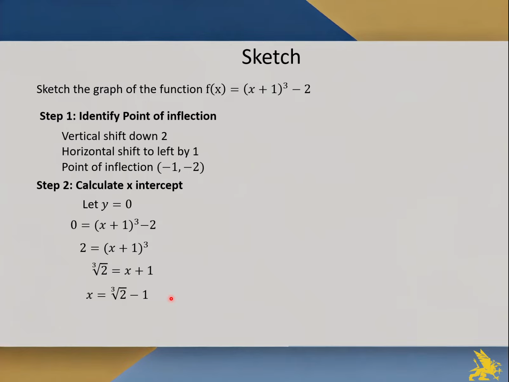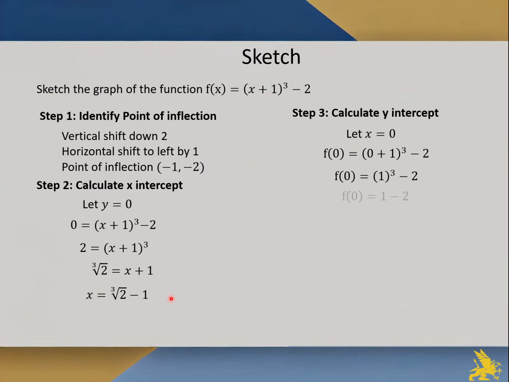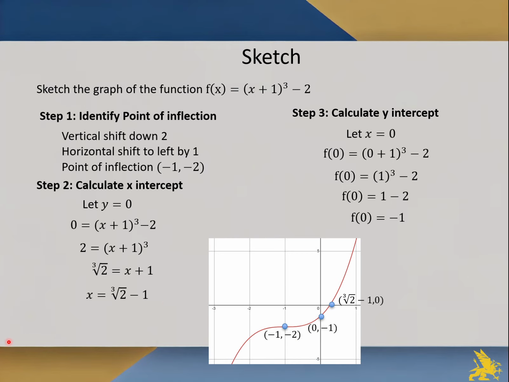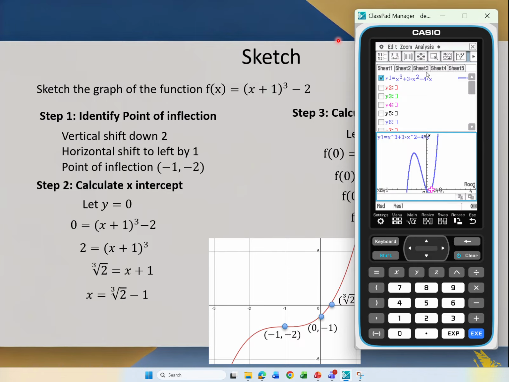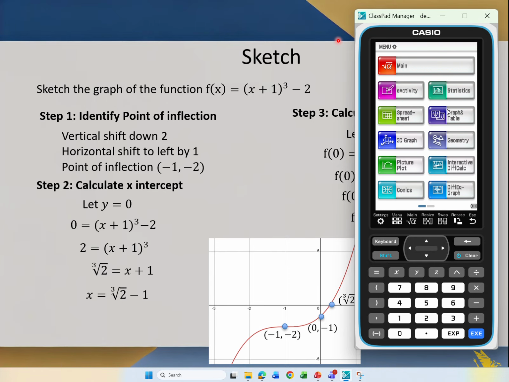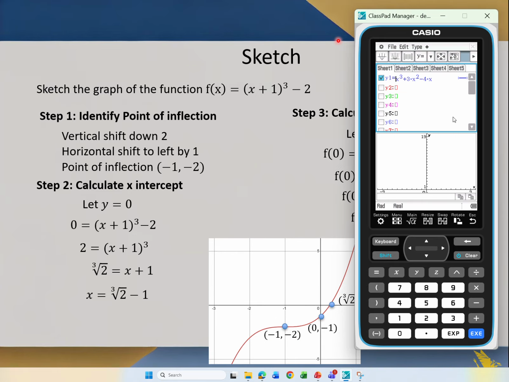The next step is we need to calculate our y-intercept. So again, we're going to make x equals 0. So 0 plus 1 is 1, 1 cubed is 1, 1 take away 2 is -1. And now I'm able to graph this. On the class pad, I'll get it back up. If I wanted to graph it, all I needed to do in menu, go to graph and tables. I can then type in what I have. So I've got x plus 1 in brackets to the power of 3 take away 2.